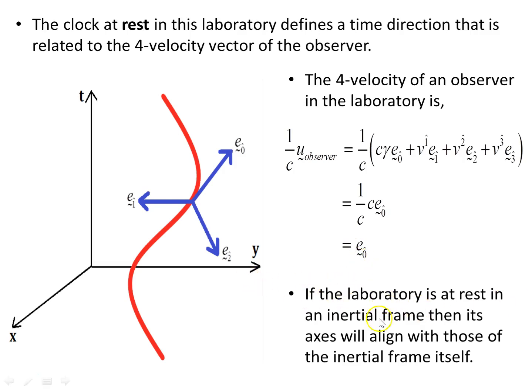Now if the laboratory is at rest in some inertial frame, then its axes will also align with those of that inertial frame itself. They don't have to align with these axes in the graph here. They can be quite independent of them unless they're at rest with respect to some inertial frame.